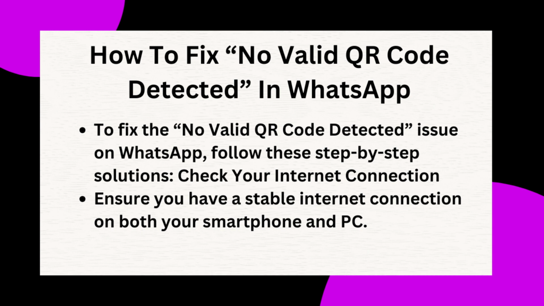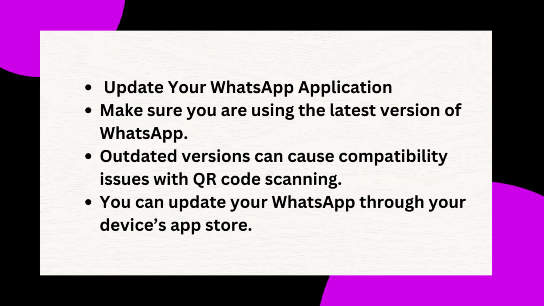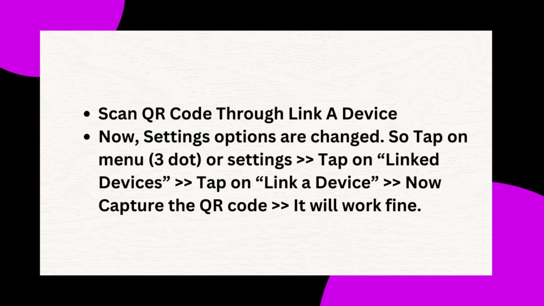Check your internet connection. Ensure you have a stable internet connection on both your smartphone and PC, and update your WhatsApp application. Make sure you are using the latest version of WhatsApp, as outdated versions can cause compatibility issues with QR code scanning. You can update WhatsApp through your device's app store and scan your QR code through the link.